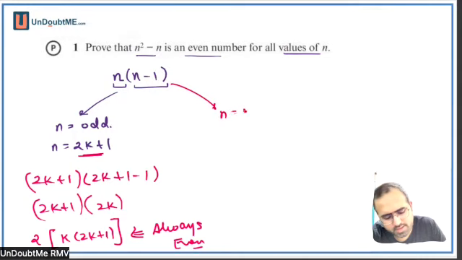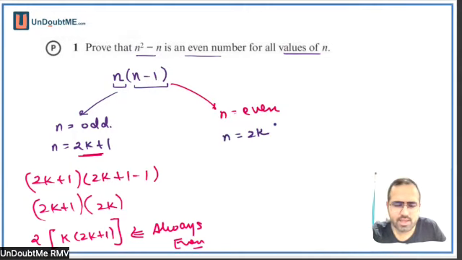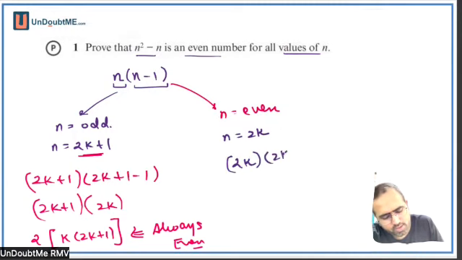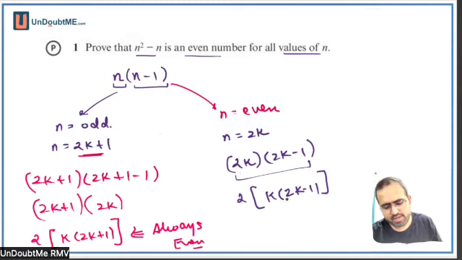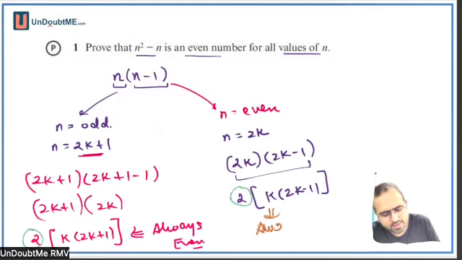Next will be, let's say n is even. If n is even, then n will be replaced by 2k. 2k is a general even number. So I will write both of them as 2k and 2k minus 1. So it is clear that from both of them, I have 2 common. Look, I am not bothered with whatever is there within the bracket. All I want is that there should be 2 common whenever I solve this, as I was telling earlier. So from here also I can conclude that this is always even.